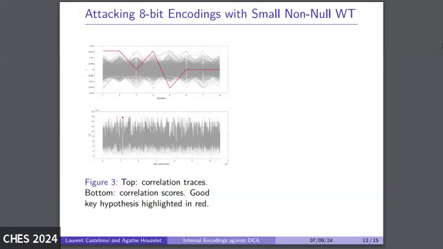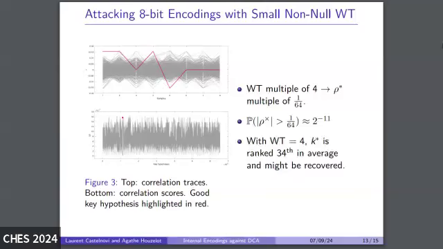So what we could try to do is to craft encodings with small non-zero values in their Walsh transform. That's what we did, and this time we obtained something like this. Again, on top you have the correlation traces, and on the bottom the maximum absolute value of the correlation scores for each key hypothesis, with the good key hypothesis highlighted in red. Here you see that once again the classical DCA won't succeed, because even though the correct key hypothesis is ranked in the first positions, it is not actually first. So it looks good at first sight.